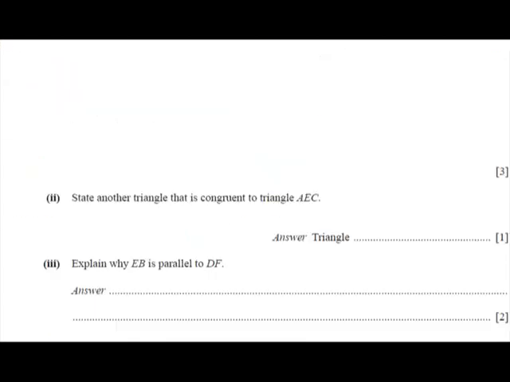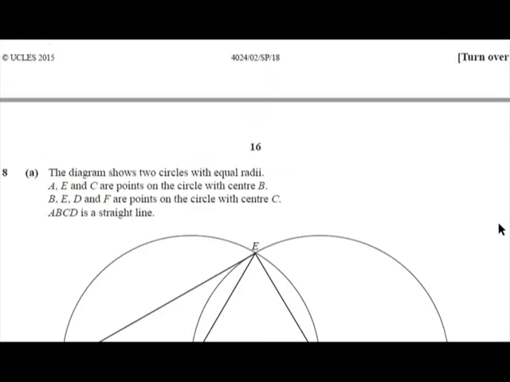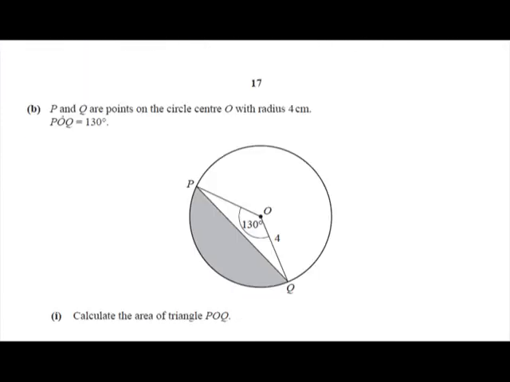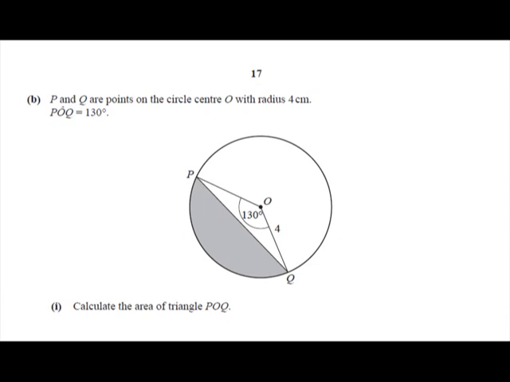Question number 8B is just a question I chose at random because it's a bit of circle geometry and mensuration, which is what we've covered so far in the topics that preceded. It says P and Q are points on the circle, center O with radius 4 centimeters. Angle POQ is 130 degrees. Calculate the area of triangle POQ.